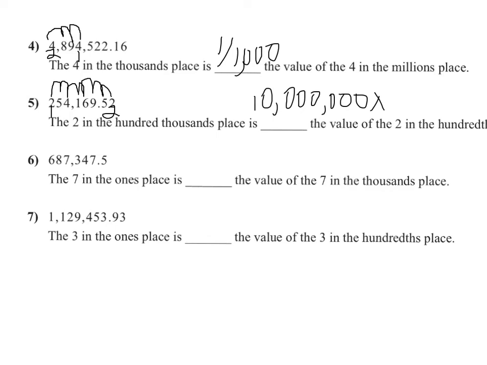Let's do a few more and then we'll call it a day on this. The 7 in the ones place is blank the value of the 7 in the thousands place. So let me write my 1 under the first one they talked about and a 2 under the second one. And I would ask, is 1 larger or smaller? In this case, the 1 is smaller. How much? 1/10, 100th, 1,000th.